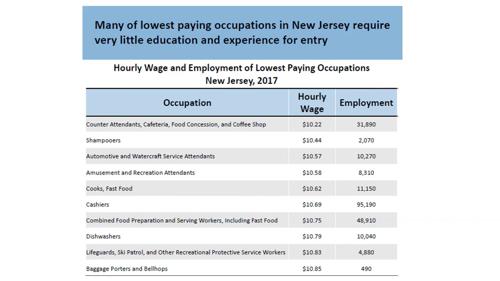You can use tables. Tables are pretty good sometimes if it's appropriate. Here we have the hourly wage and number of positions for the lowest paying occupations, from counter attendants, shampooers, cooks, fast food, cashiers. You can see they start at $10.22 to go up to $10.85. Most of these low-paying occupations in New Jersey require very little education and experience for entry. And again, one slide, a table might be appropriate for your report.